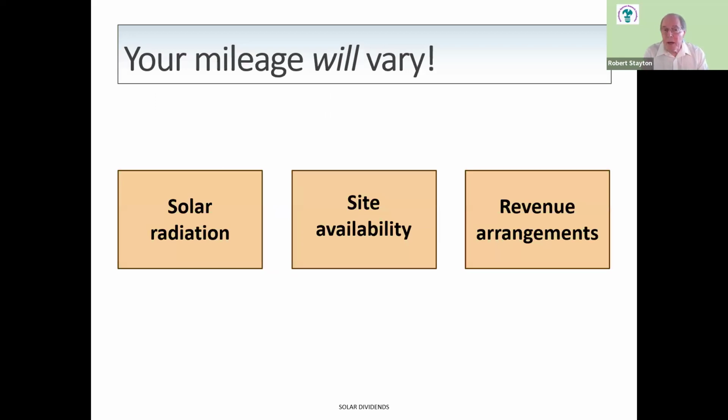Now I have to say your mileage will vary. These numbers mean nothing for your location. The 3 major factors, solar radiation, site availability, and revenue arrangements, are all site specific and will determine whether this is feasible for you. So you won't know if this can work for you until you run the numbers.